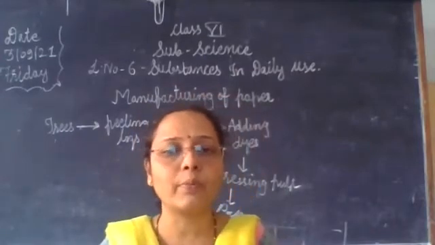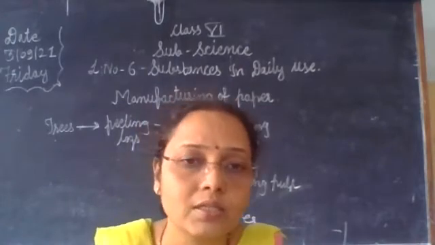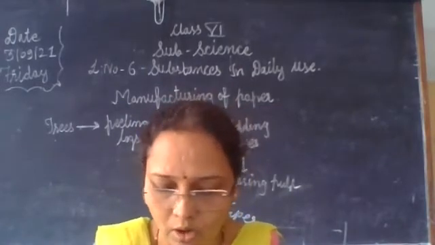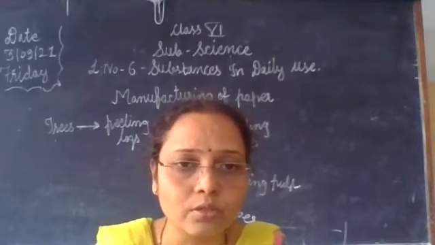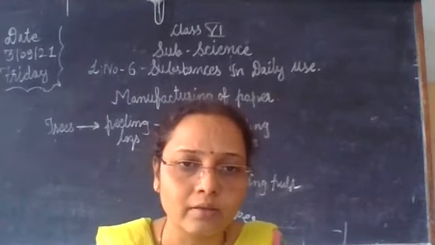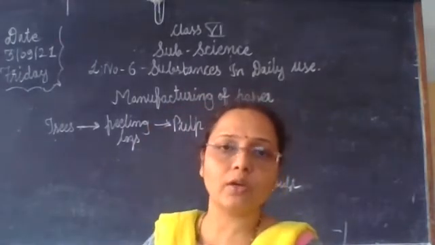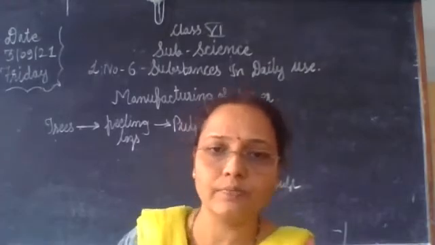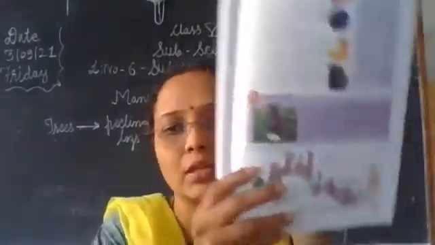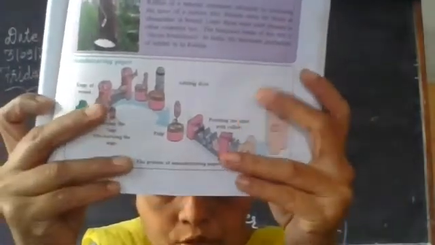Usually we know paper is made up from the trees. Okay, so trees, that is the log of wood, is used to prepare the paper. Then there are various steps in the manufacturing of the paper. See here in your textbook, a diagrammatic representation of paper is given. So the log of wood is used here.